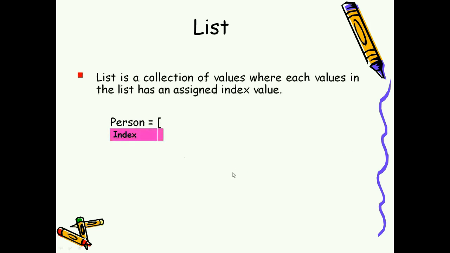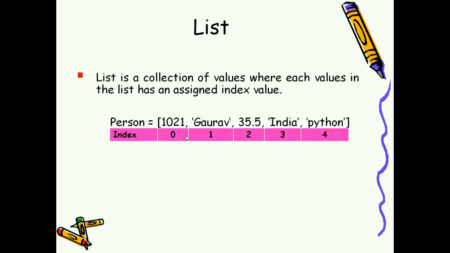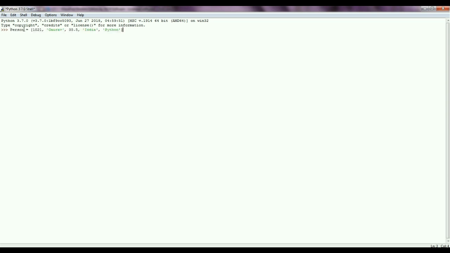A list is a collection of values where each value in the list has an assigned index value. The index of the first value in the list starts from 0. A list is mutable. We can change its contents, like we can edit the value, add or delete the values in the list. Okay, so we can create the list in this way.